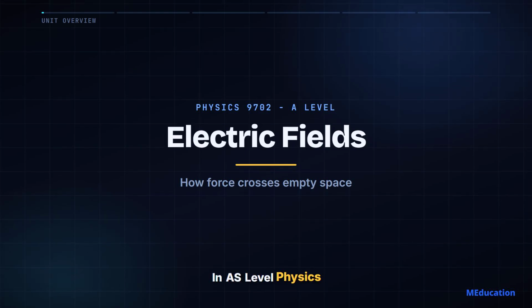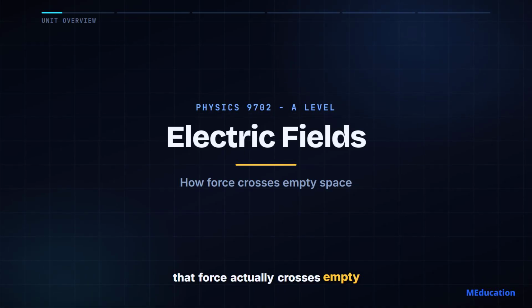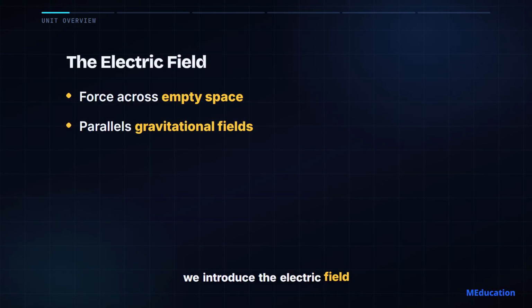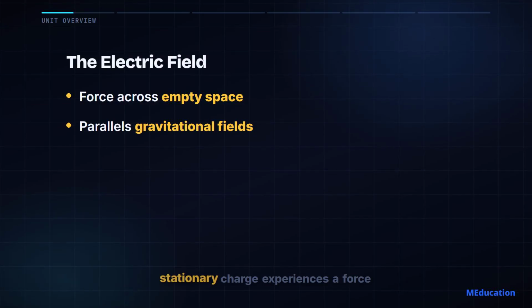In AS-level physics, you learned the golden rule of electricity. Opposite charges attract and like charges repel. But you never explored how that force actually crosses empty space. In this unit, we introduce the electric field, an invisible region where a stationary charge experiences a force.